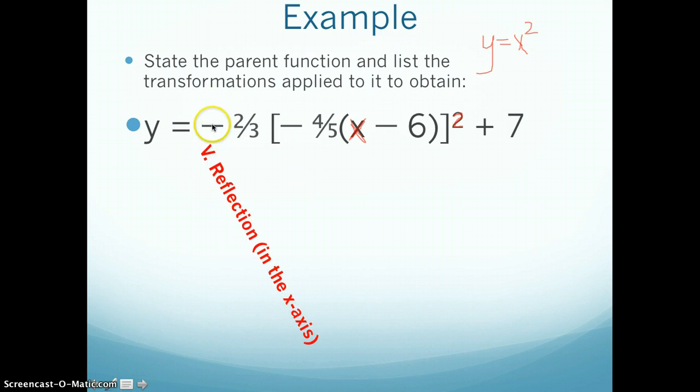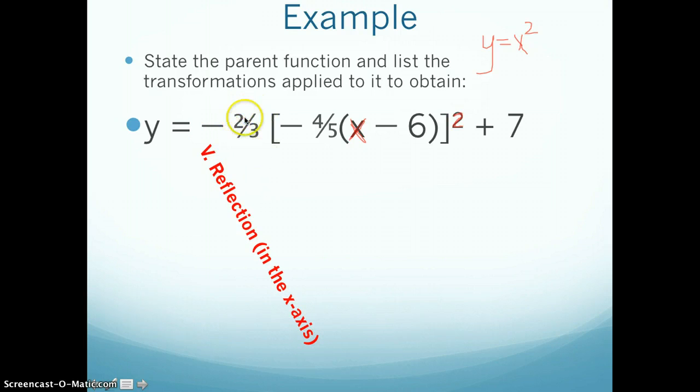The first thing we're going to look at is this vertical reflection that's caused by this negative. I'm going to always list and apply my transformations in left to right order. So the first thing on the left side is this negative, which is a vertical reflection, so that's a reflection in the x-axis.